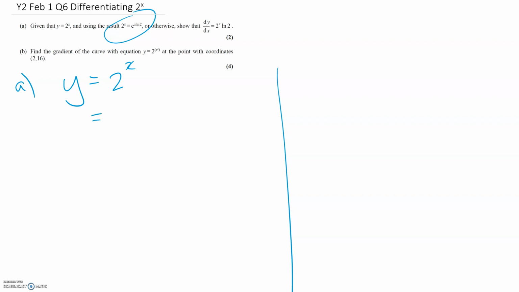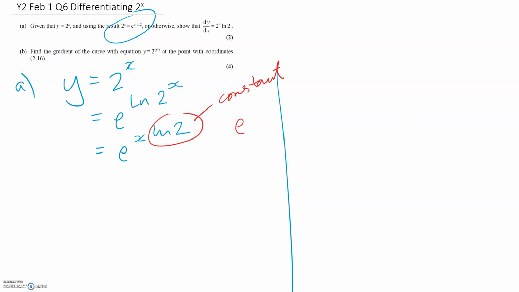Then what we can do is, because e and ln will cancel each other out, we can just write 2 to the power of x as e to the power of x ln 2. The reason that's useful is now we can bring the x down to make it e to the x ln 2, and this is just a constant. So remember that ln 2 is a constant, which means this is no different from differentiating, say, e to the 3x or e to the 5x.